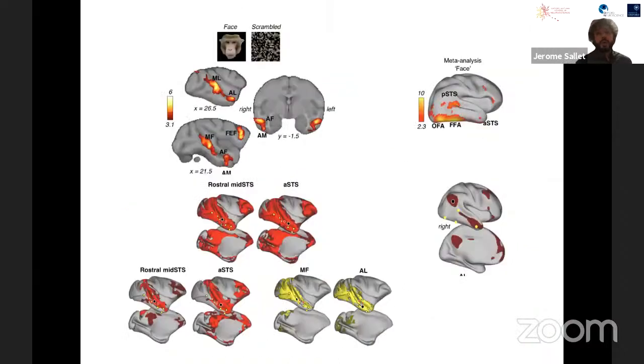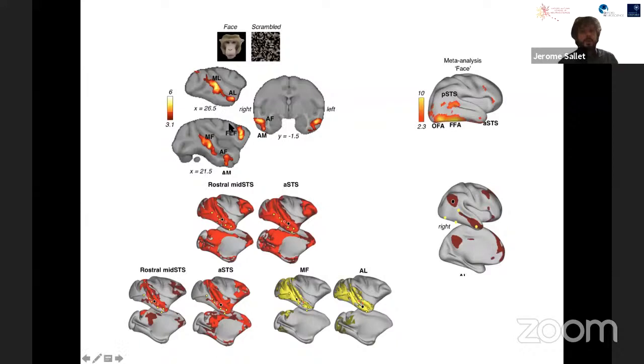Okay, just to go back to the faces. The face patch is a well-known characteristic of the temporal cortex. They are located along the bank of the superior temporal sulcus in the macaque. In the human, they are located in a slightly different position, but they are also in the temporal cortex.